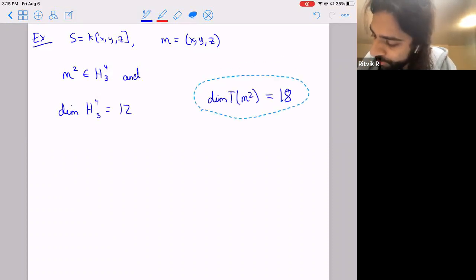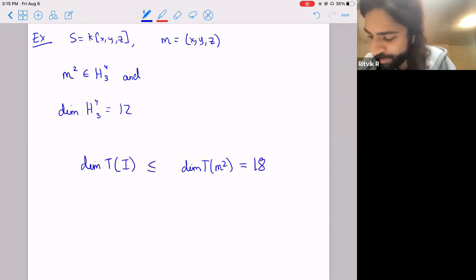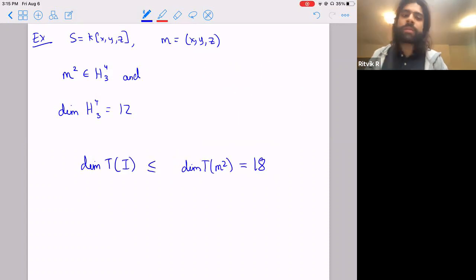You can actually show, let me put it here, that the dimension at any other point, say monomial, but in particular any point, is at most the dimension at the square of the maximal ideal. Okay, so for this example, the square of the maximal ideal has the largest tangent space dimension.